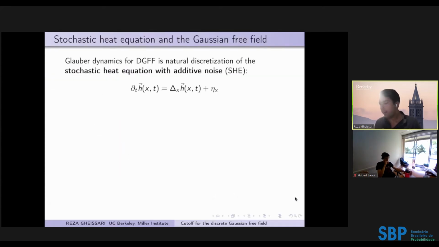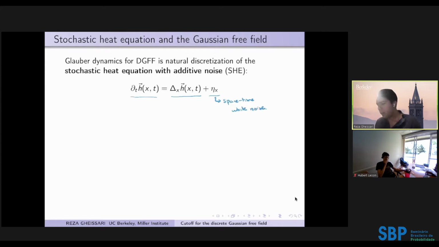Just for a bit of context, one can see a relationship between this process and a continuum stochastic partial differential equation, which is maybe the first SPDE that one thinks about, which is the stochastic heat equation with additive noise. And so the relation here is, the stochastic heat equation with additive noise is the stochastic PDE that says that the time derivative of the surface is given to you by the Laplacian in space, plus this is just a space-time white noise.